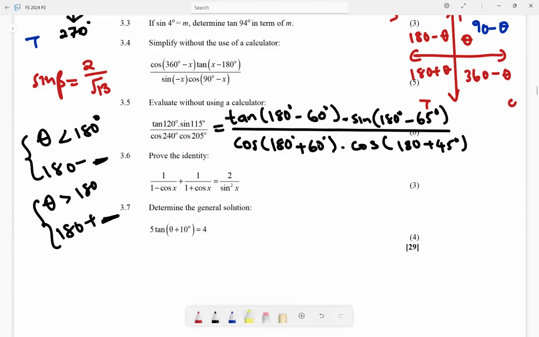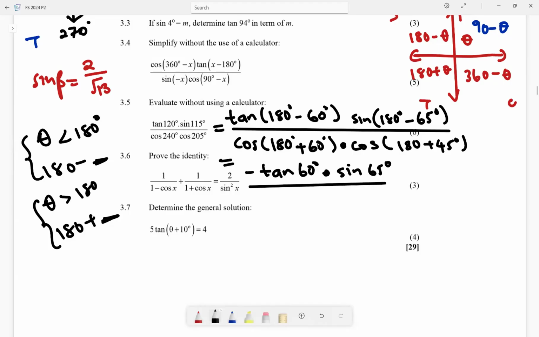Let me simplify this. So this we agree tan 180 minus, it is negative in there. So this will be negative tan 60. Multiply by sin 180 plus. This is multiply. 180 plus it is positive, so it will be multiplied by sine 65 degrees.